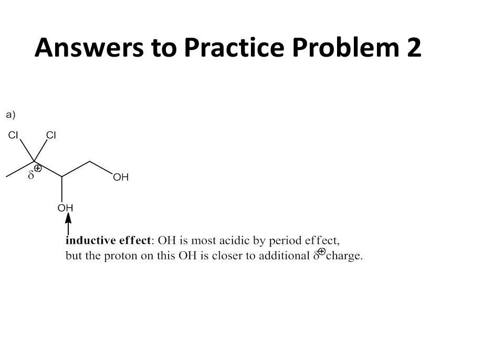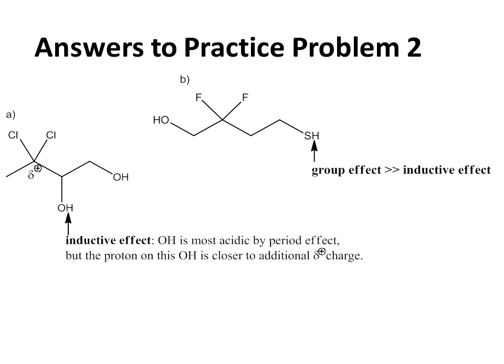In part B, we have CH versus OH versus SH. OH is more acidic than CH by period effect. However, SH is more acidic than OH by group effect. Thus, SH wins. The proton attached to the sulfur is the most acidic by group effect.